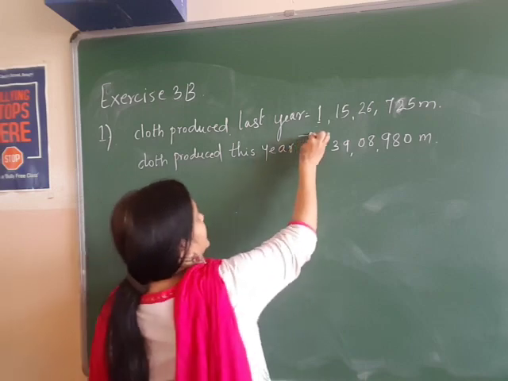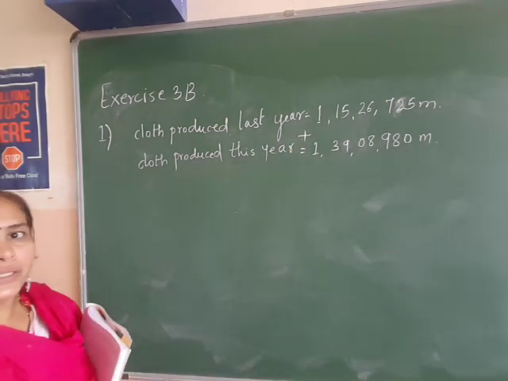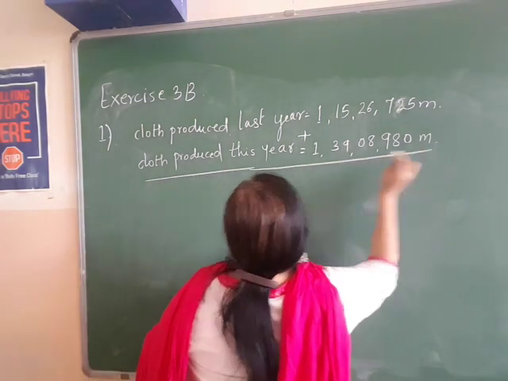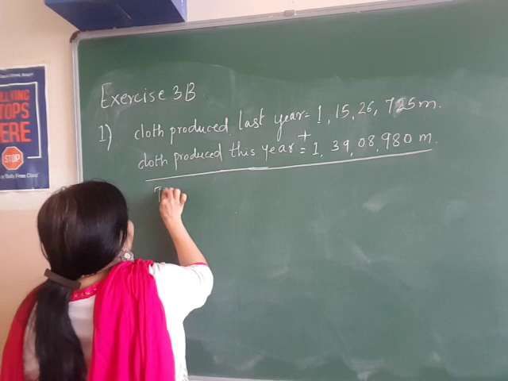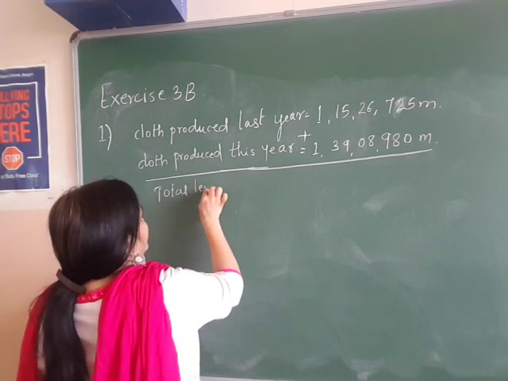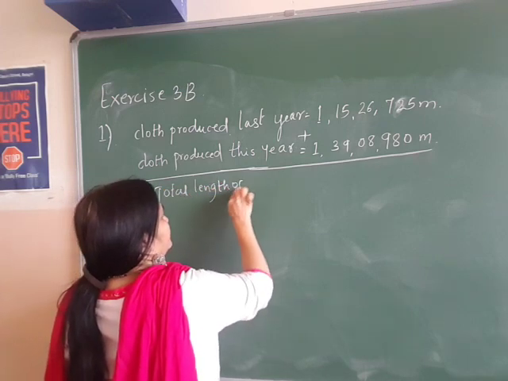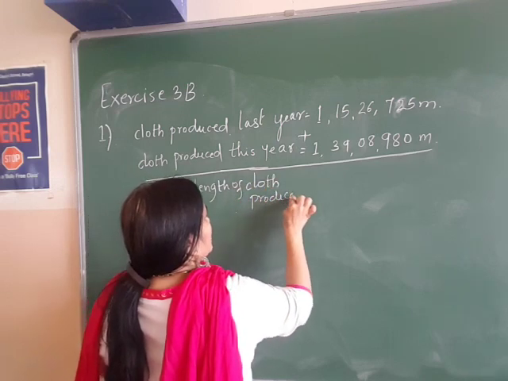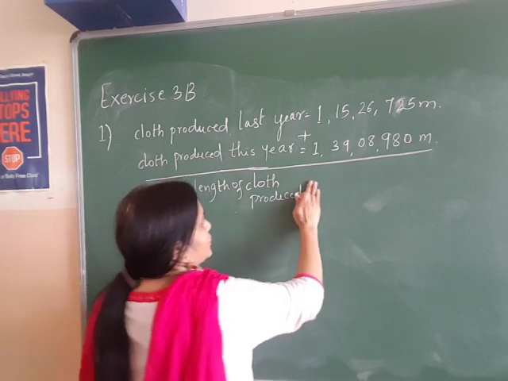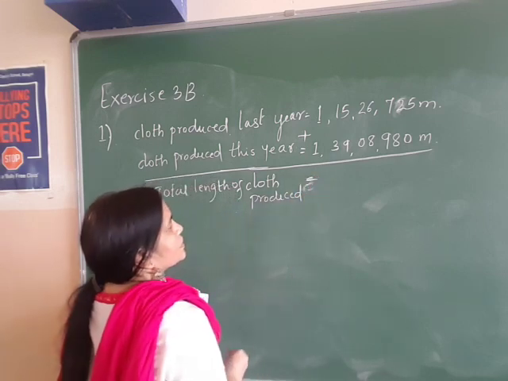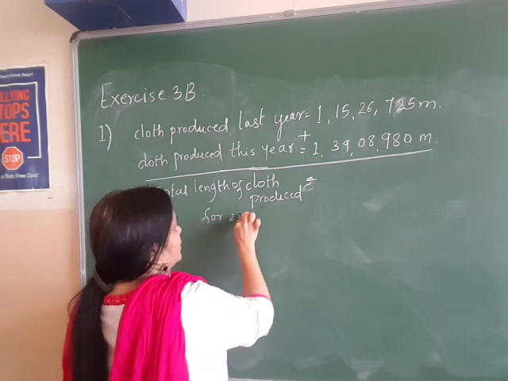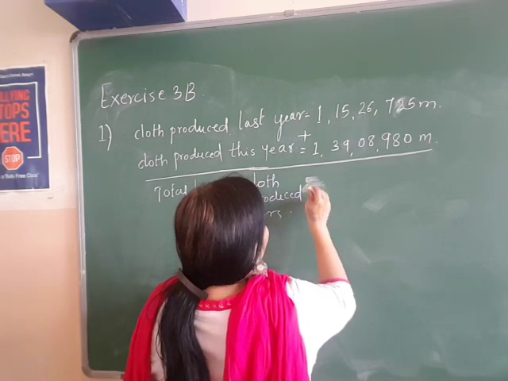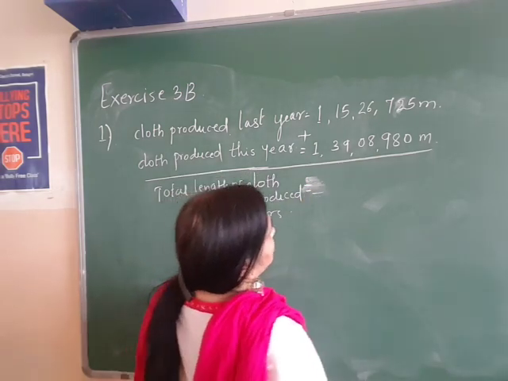So for the total length produced, you have to add these two. Total length means you have to add these two. Total length of the cloth produced for both the years is equal to, we have to add. For 2 years you can write: for 2 years is equal to. I have already placed them according to the place value.